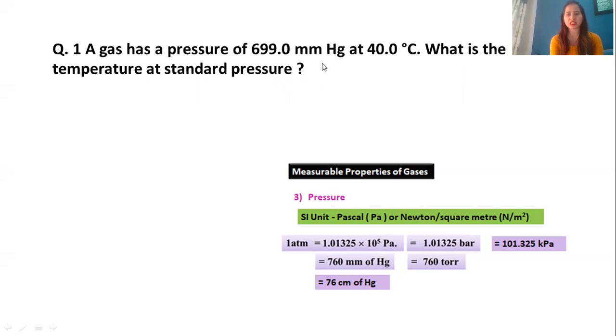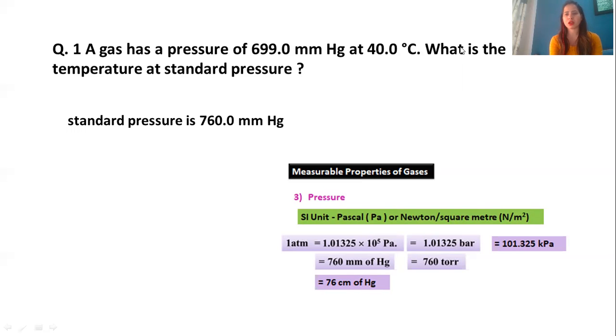So as you can see in the given, we have 699 mm of Hg. So the standard pressure that I'll take is what? 760 mm of Hg. So from this, what you can see is I have P1, that is 699 mm of Hg, P2 is 760 mm of Hg, T1 is 40 degrees Celsius, which I need to convert into Kelvin. So 40 degree plus 273, you will solve and you will get the answer.